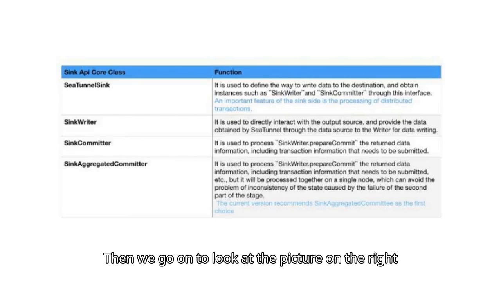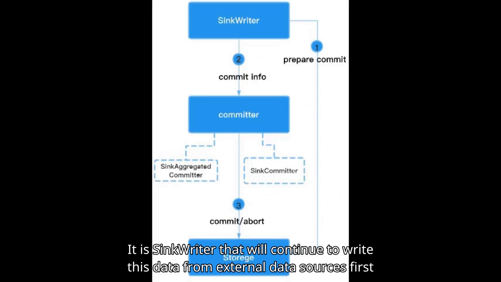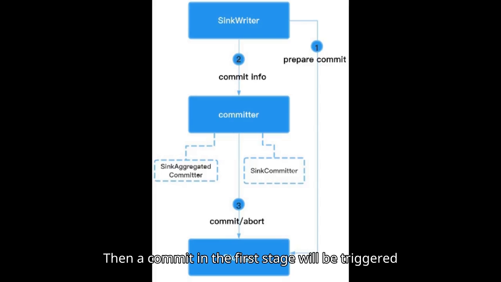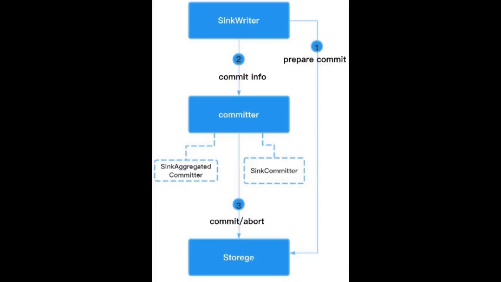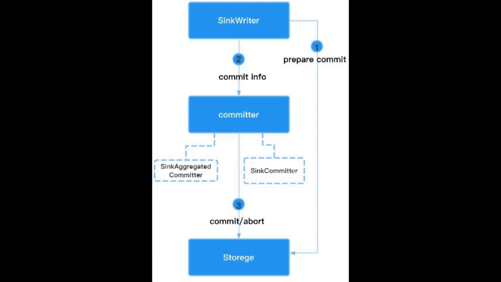Then we go on to look at the picture on the right. Overall processing flow: it is Sink Writer that will continue to write this data from external data sources first. Then when the engine is doing a checkpoint, a commit in the first stage will be triggered. That's when Sink Writer needs to make that pre-commit. This is the first phase of transaction commit. At the same time, after this transaction commits, the commit info is also returned. This information is sent to the engine.